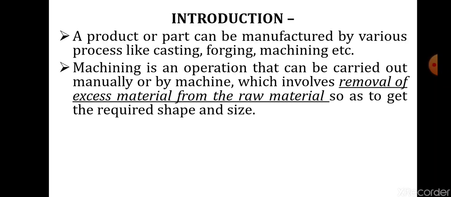As per the definition, machining is an operation that can be carried out by either a machine or can be done manually, which involves removal of excess material from the raw material so as to get the required shape and size. So this is what I have told you. Machining is basically a process in which excess material will be removed from the base metal or the raw material, and we get the required shape.